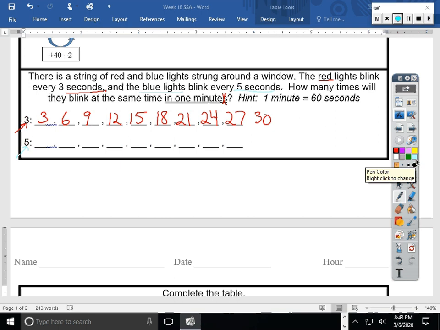blue pen just to emphasize these are the blue lights every 5 seconds. So the first time they blink is at 5 seconds. The second time they blink would be at 10 seconds. They'll blink again at 15. And notice I am just skip counting for you. 20, 25, 30, 35, 40, 45, and one more for fun, 50.